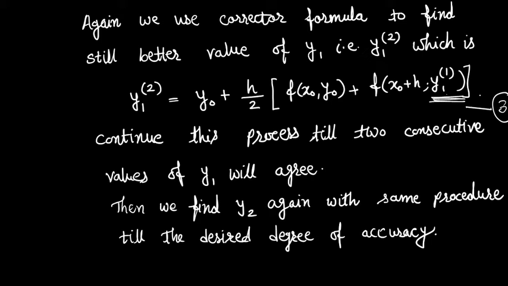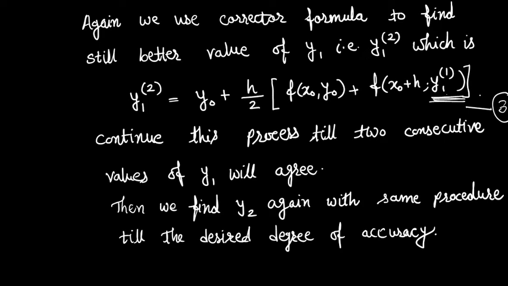After the first iteration, we find out the value of y1 for x1. If we have to find the y2 value, then again we apply the same method, make the changes accordingly, and find the value of y2, then y2 of 1, y2 of 2 and so on, and finalize the value of y2 for x2. In this way, we apply the formulas and find the required result by Euler's modified method.